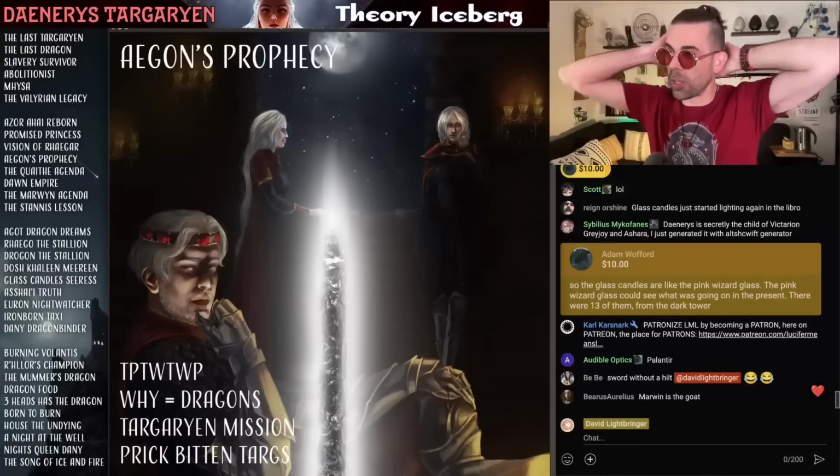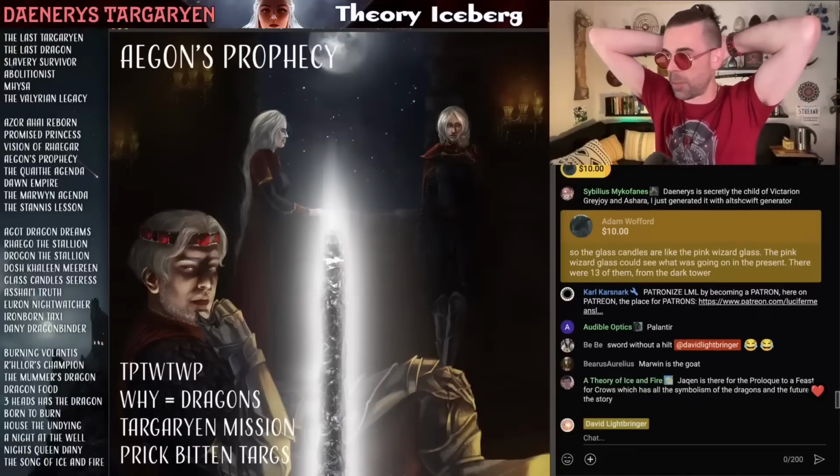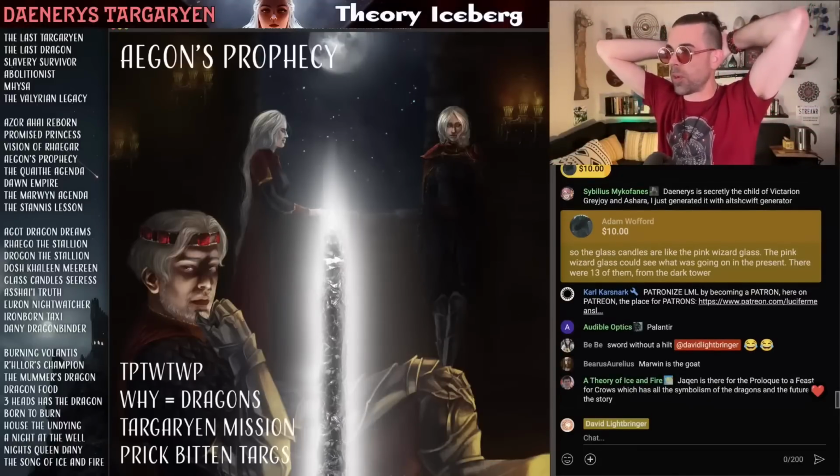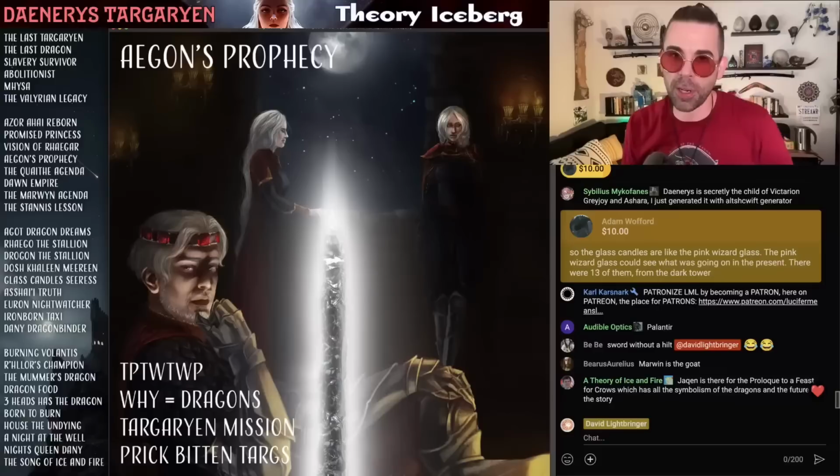Adam Wooford says, so the glass candles are like the pink wizard glass. I don't know what that is. The pink wizard glass could see what was going on in the present. There were 13 of them from the Dark Tower. Oh, yeah. I don't know Dark Tower. But yes, they can see what's going on in the present.